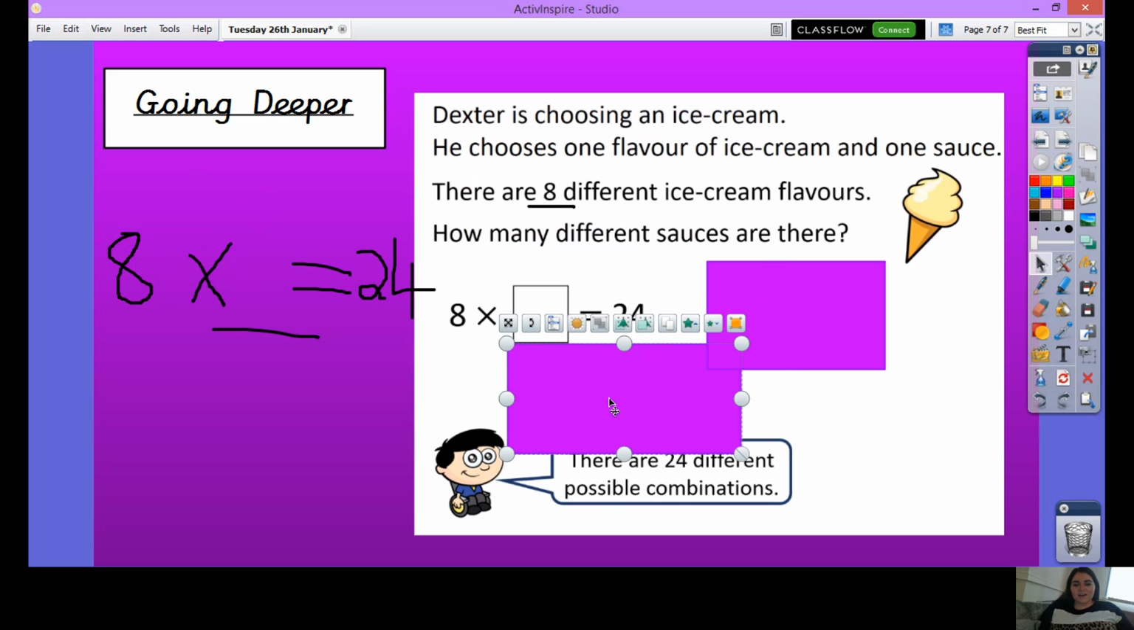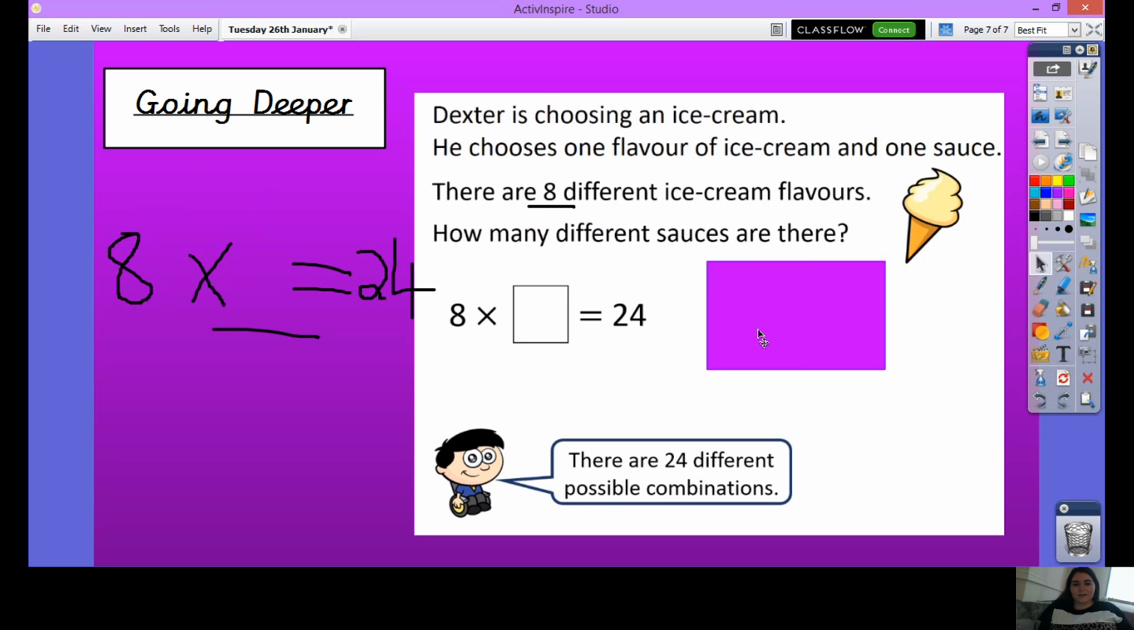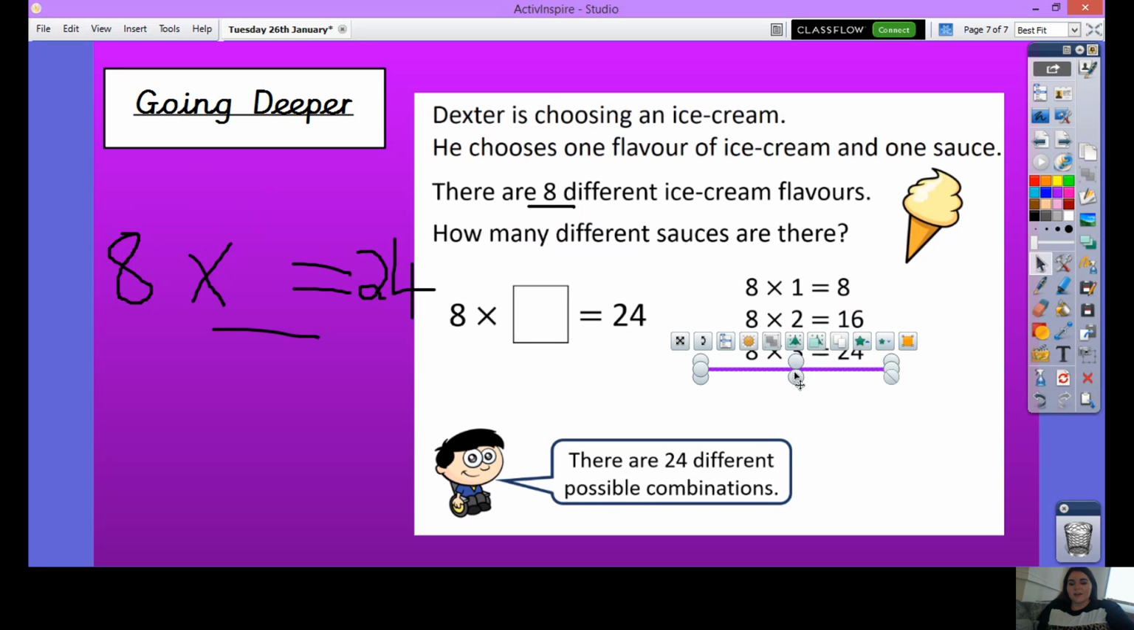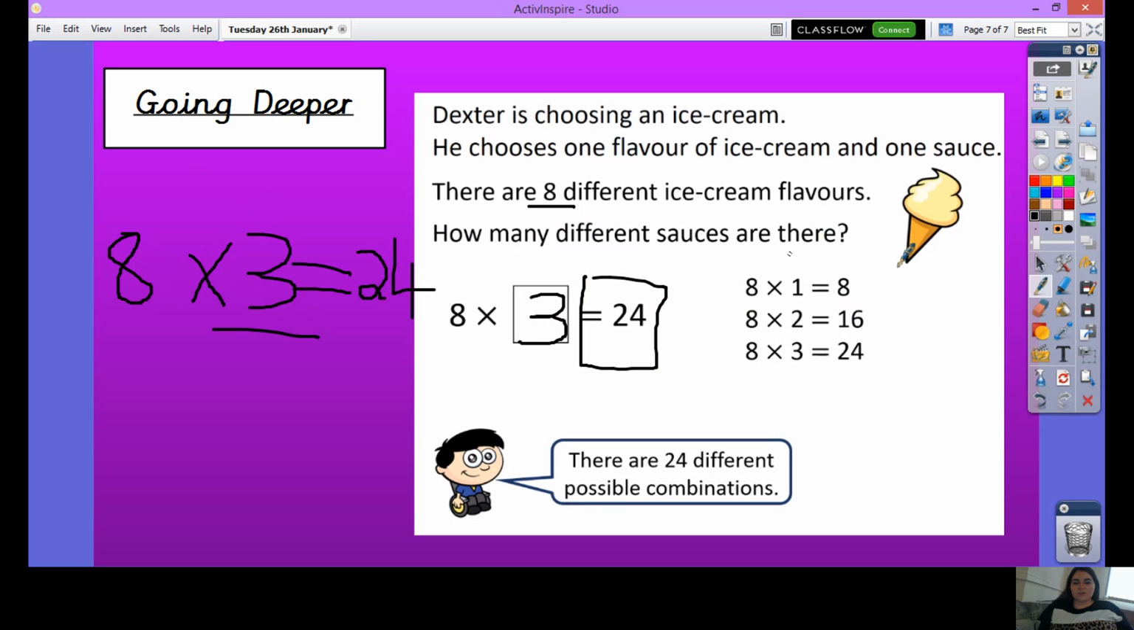Okay, so it's like working this out. 8 times 1 would be 8, 8 times 2 would be 16, and from your recap, 8 times 3 is 24. So that missing answer, there would have been 3 different sauces to give you those 24 options.